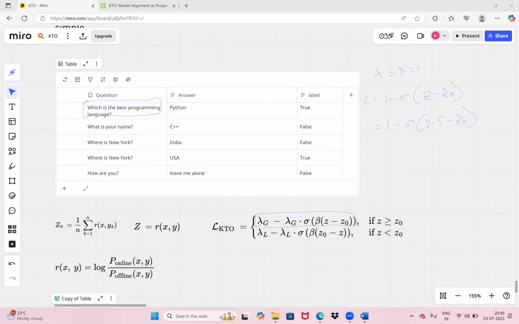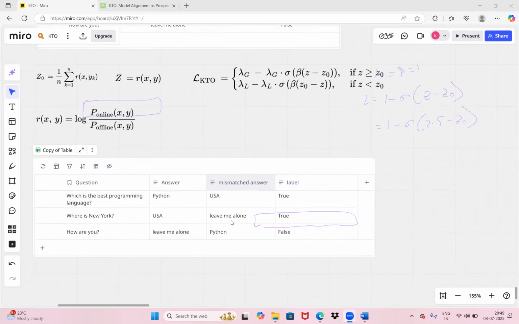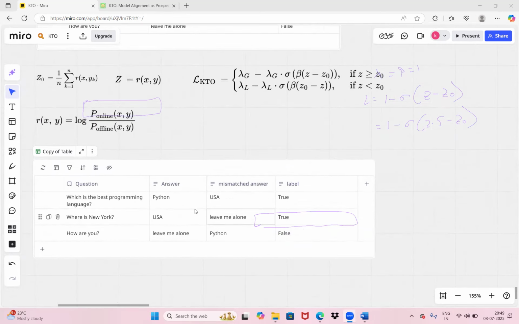What it tells us is, from this main batch of data, extract a micro batch. So now let's assume this is that micro batch. In this micro batch, create a new column which is called as mismatched answer. How do you populate the data in this mismatched answer? Just by shifting one row upwards. So when you say what is the best programming language, mismatched answer is USA. From where I got it? I got it from here. Likewise, for question, where is New York? What is mismatched answer? It is leave me alone, right? We got it from here, right?